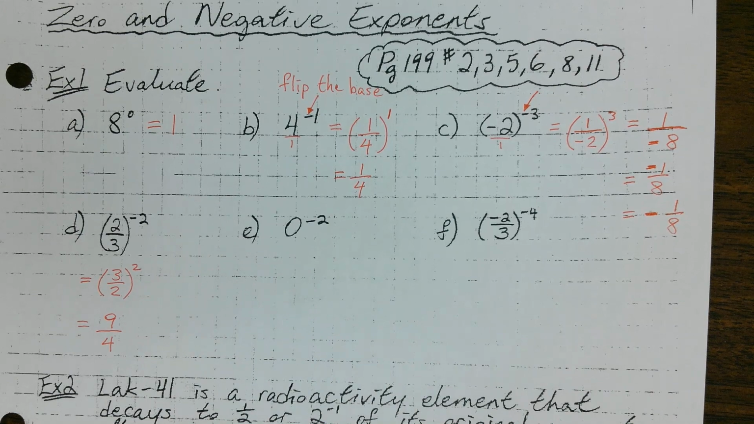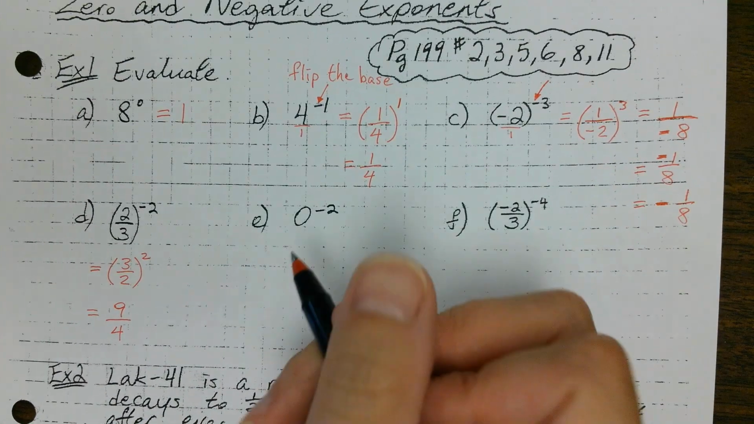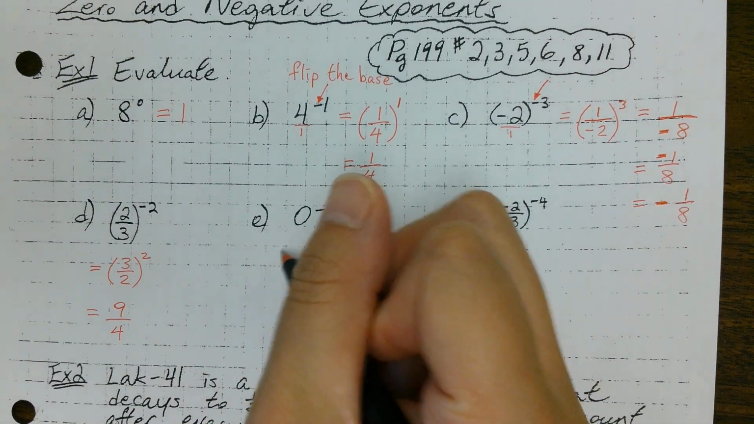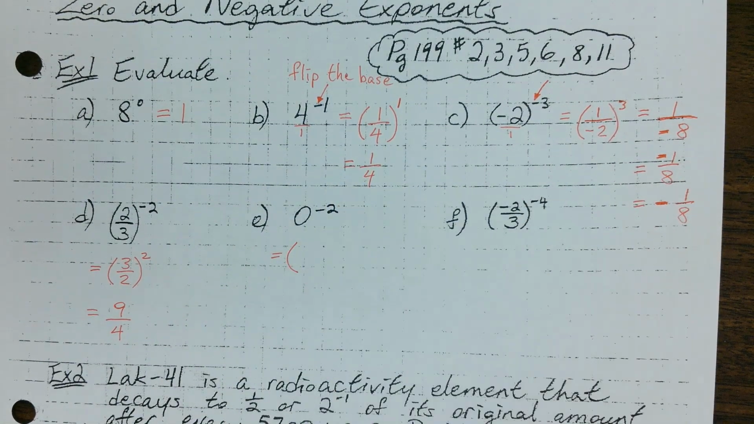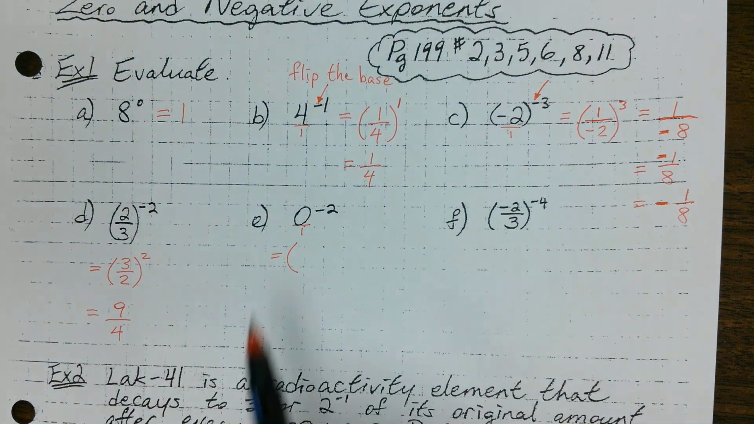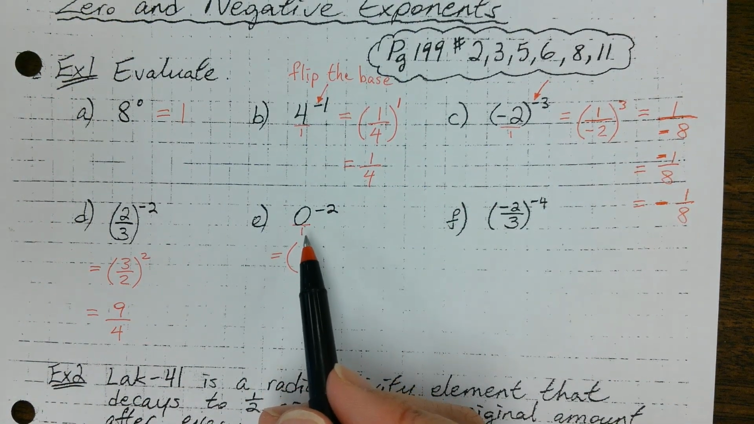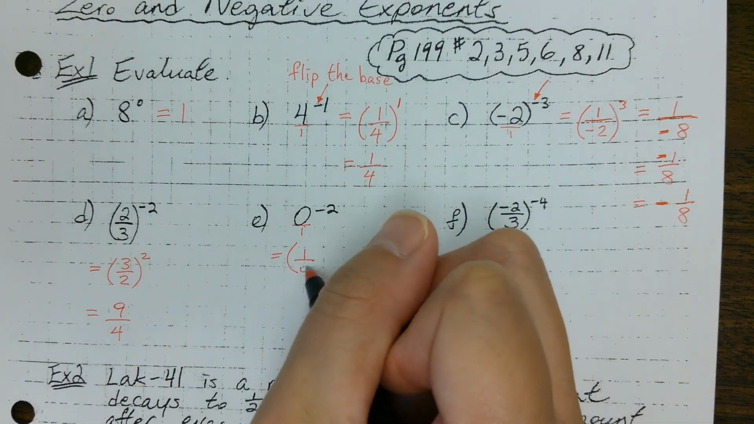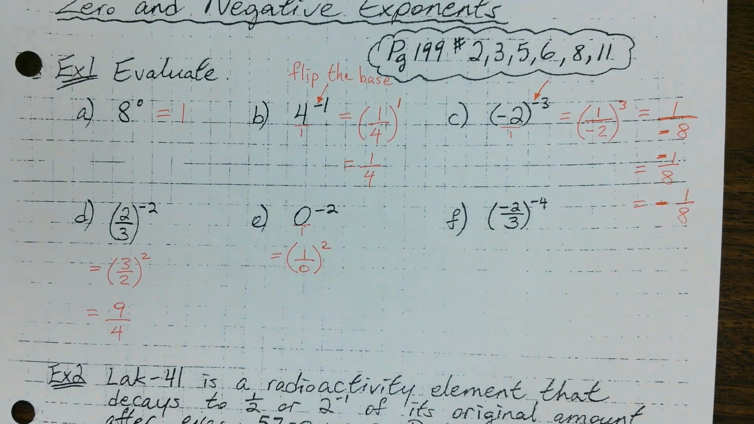This one is a little tricky. Okay, what's my base here? 0. And if I flip it? Antonia? I think it's going to be 0 because I don't think you can divide a number by 0. Okay, so if we follow the steps that we've been doing, 0 is the same as 0/1. So we flip our base, it's going to be 1 over 0, right? To the exponent 2.